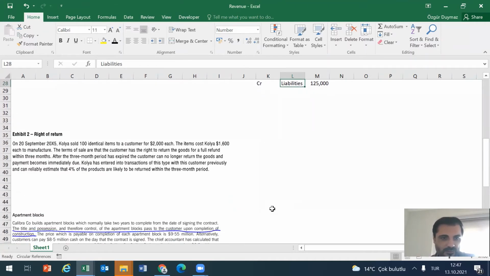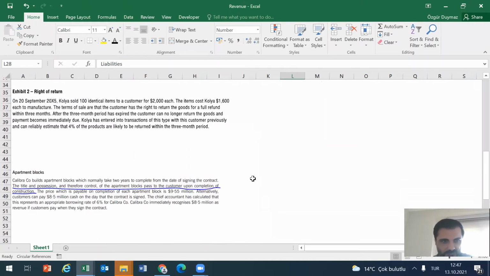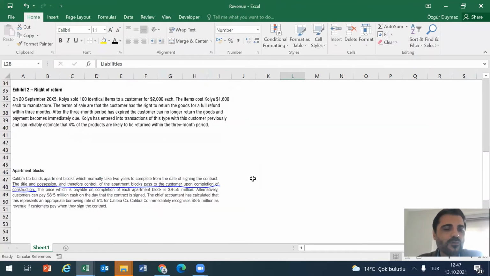And now the third one. On 20 September 2015, let's say, Collier sold 100 identical items to a customer for $2,000 each. The items cost Collier $1,500 each to manufacture. It's the cost of production.